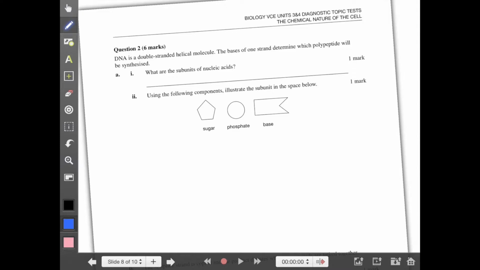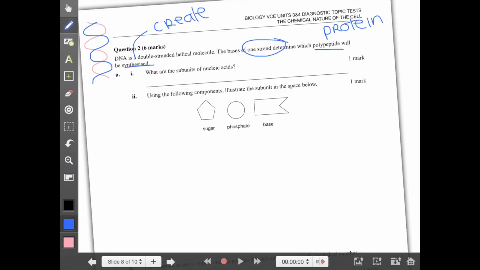Okay, the bases of one strand determine which polypeptide will be synthesized. So break that down. Polypeptide, you know that means protein. And synthesize means to create. And you know that DNA has 2 strands, so it looks like this. One of those strands, either the blue or the pink, is used in order to create a protein, a polypeptide chain.